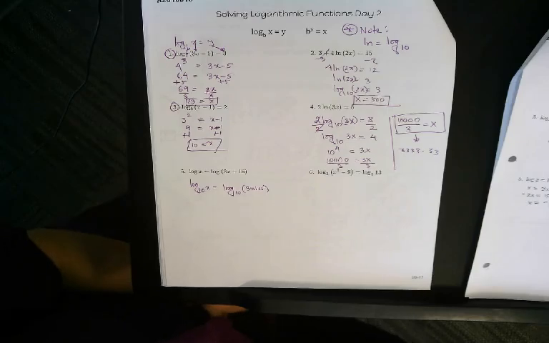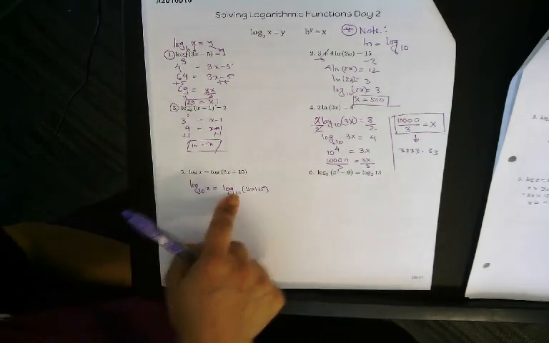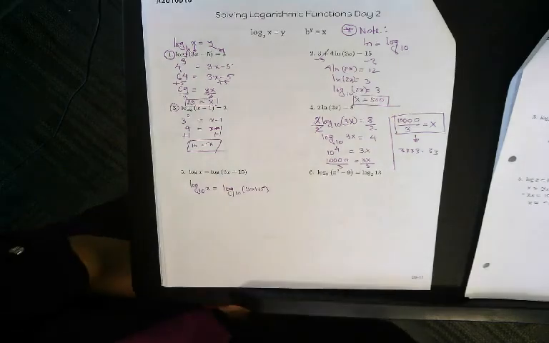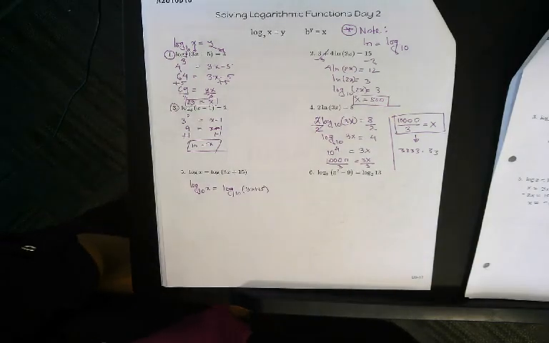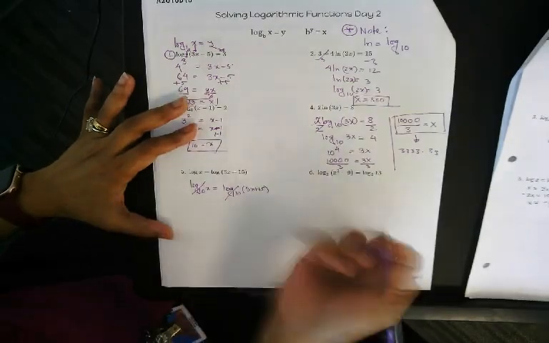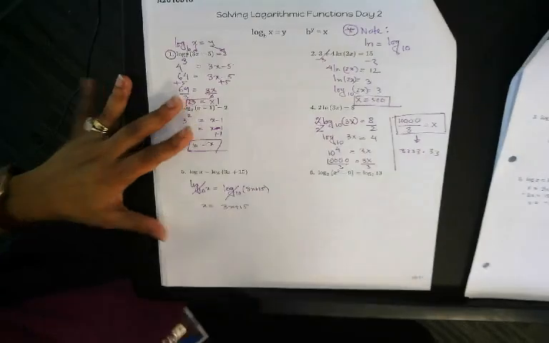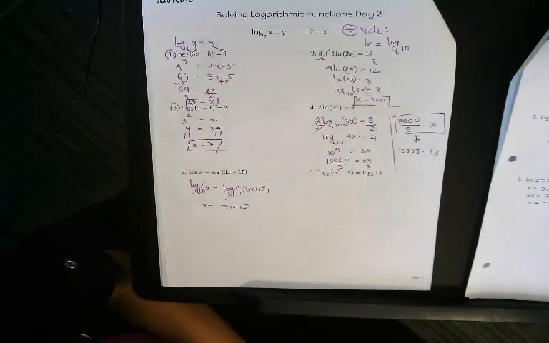If you have log on both sides, there is nothing else with it, and the base is also exactly the same, I can get rid of both of them. If they have different bases, one of them has a base 10, the other one has a base 2, we cannot do it. But if both of them have the exact same base, I can get rid of both of them, and the only thing left is going to be x equal to 3x plus 15. Now it's a regular linear equation, and I can just find the x value. Find it by yourself.